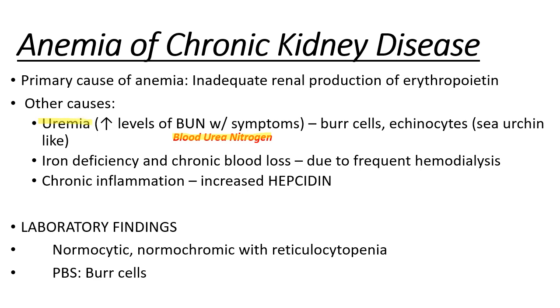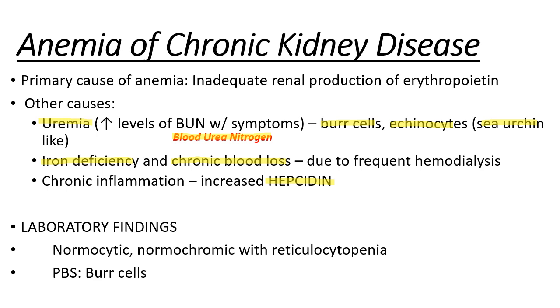And yung uremia, pag madami kang BUN sa blood system mo, nasisira niya yung RBC membrane, causing the formation of burst cells or echinocytes or sea urchin cells. Other causes of anemia in CKD is the iron deficiency and blood loss, lalong-lalo na pag madalas mag-hemodialysis yung pasyente. And it is also implicated with ACI, anemia of chronic inflammation, due to the increased levels of hepcidin.